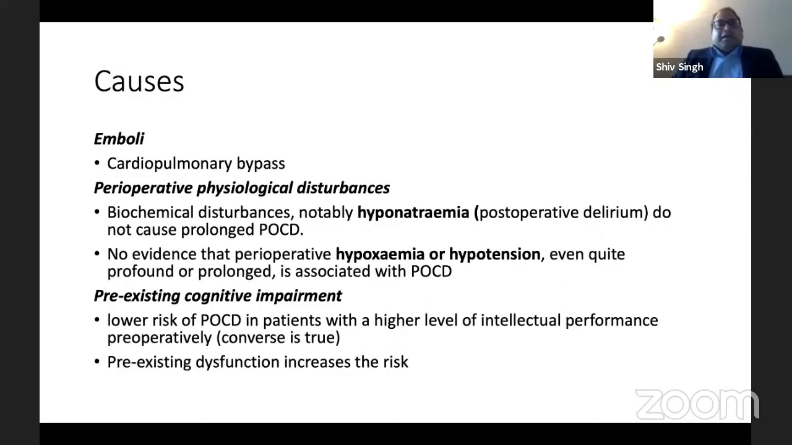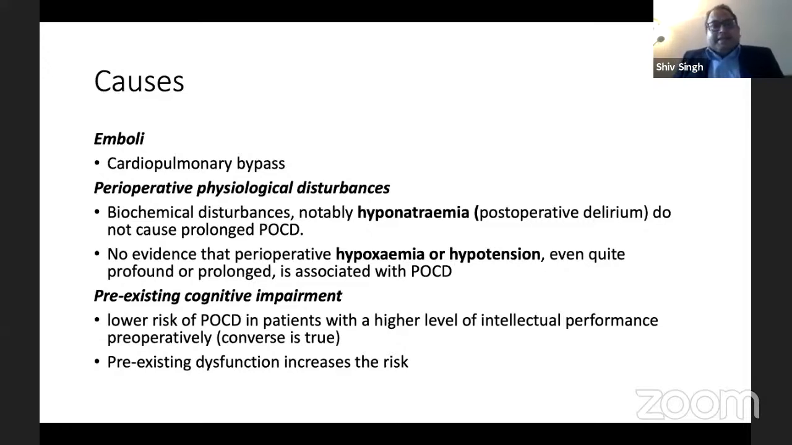Biochemical disturbances like hyponatremia, and in perioperative situations like hypoxemia, hypertension, they are not actually the cause for POCD. Okay. So they can cause delirium in the postoperative period, which is short lasting, unlike the cognitive changes seen with POCD. So electrolyte imbalances, hypoxia or hypertension are not risk factors.